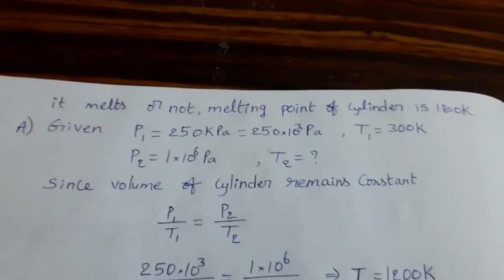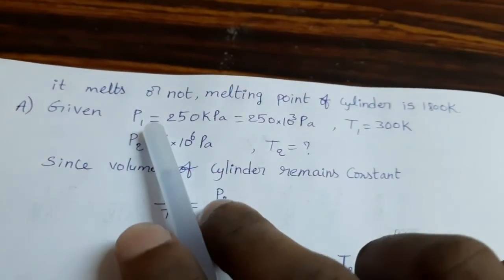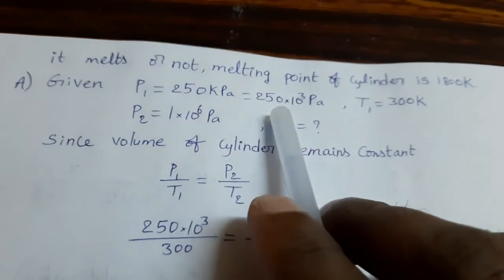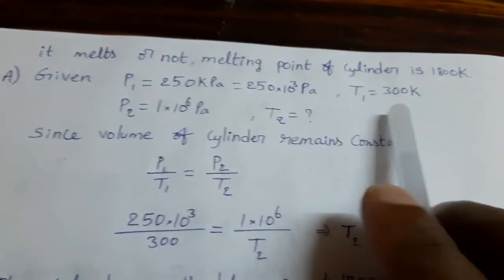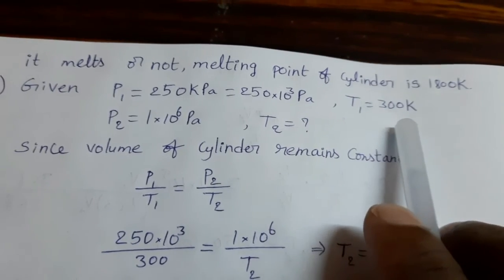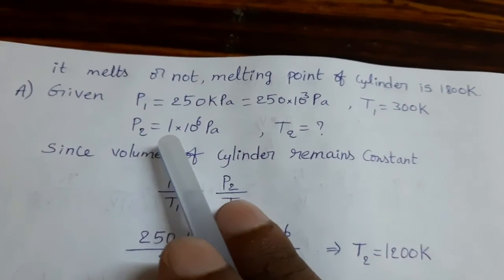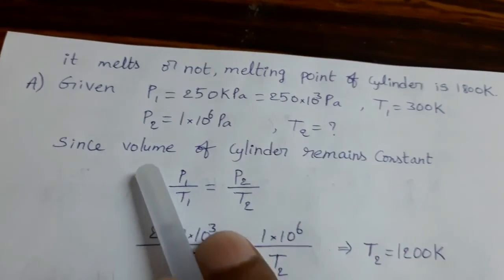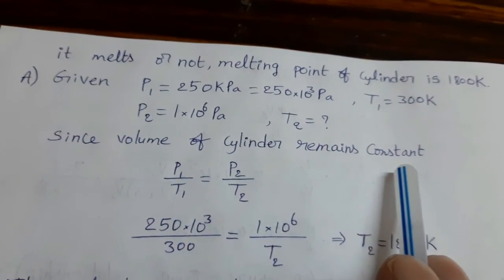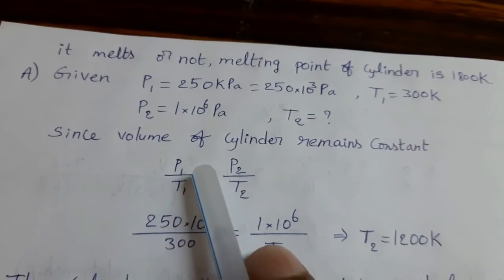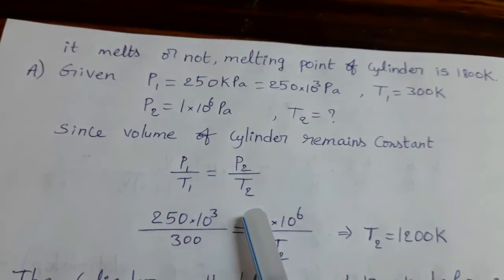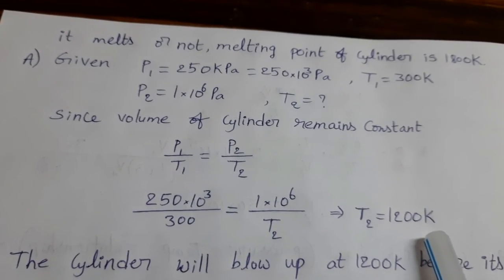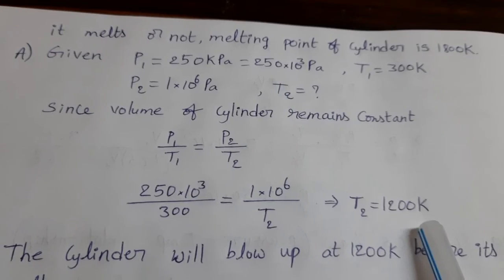Okay. Given pressure P1 equal to 250 kilopascal, convert this into pascal, then 250 into 10 power 3 pascals. Initial temperature T1 300 Kelvin, final pressure 1 into 10 power 6 pascals. T2 we should find out. Here volume of the cylinder remains constant. So what is the suitable formula? P1 by T1 equal to P2 by T2. We want T2, substitute remaining values, then we can get T2 equal to 1200 Kelvin.